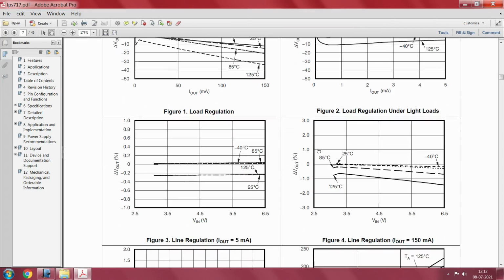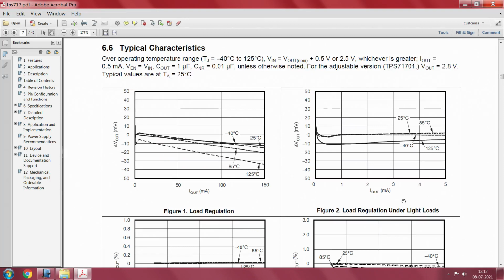Then you have line regulation which is shown here. This is delta V out which is shown on the y axis, and you have V in which is shown on the x axis. So we can look at line regulation when the current drawn is 5 milliampere in this case, and when the current drawn in this case is 150 milliamperes, that is what is mentioned here.